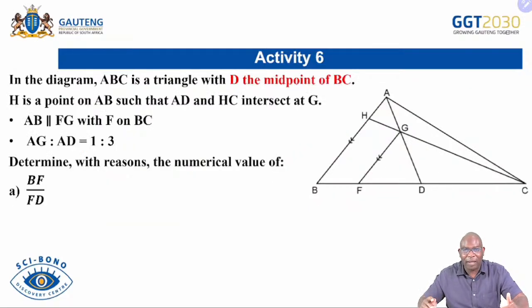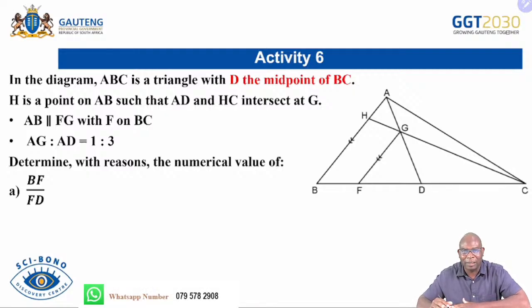Now, here we're working with some triangles with a lot of parallel lines and a lot of lines, and I want you to see what we are up to here. In the diagram here, ABC is a triangle. Wow, we see a triangle ABC. Great. Read the given information. Even if you have to read it 3 times, please do so.